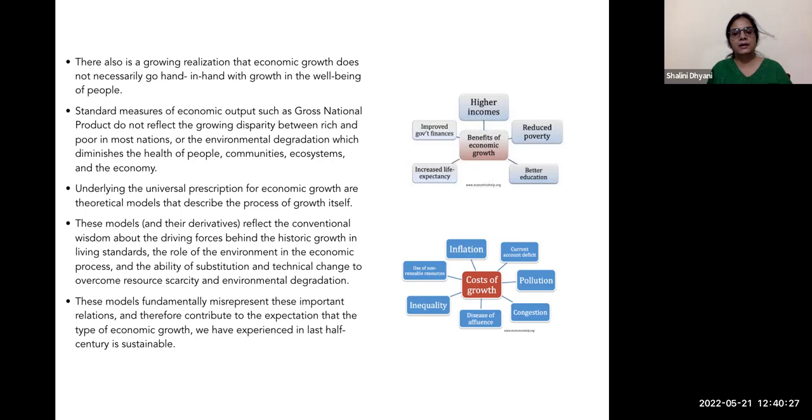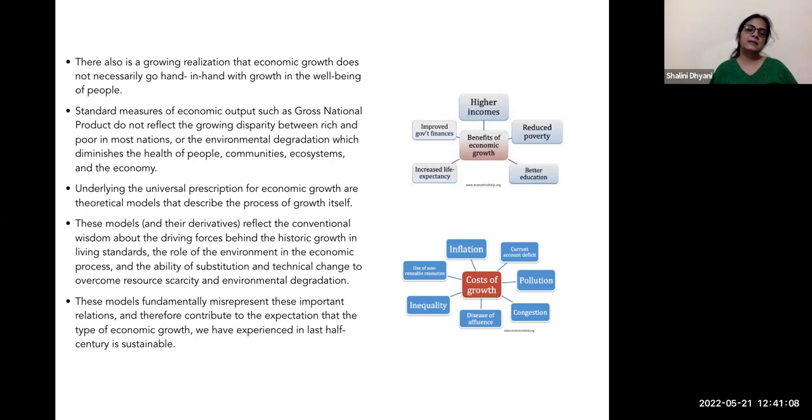So that also means that standard measures of economic output such as GNP and GDP do not reflect the growing disparity between rich and poor in most nations, and the degradation of environmental resources actually diminishes the health of people, communities, ecosystems, and also society. So you know that urban centers, while they are at the center of development, are also the center of diseases and so many of these issues. So that means GDP should not be the right measure of development.